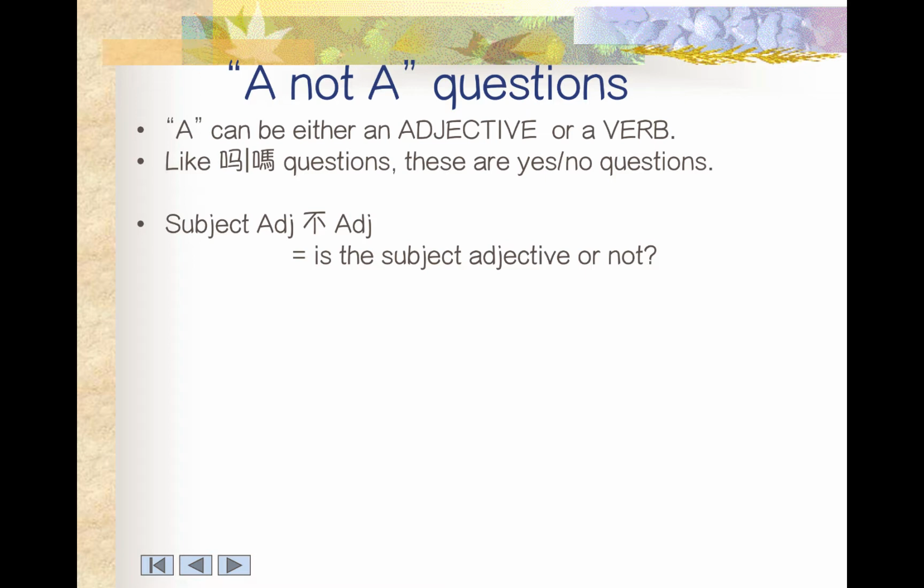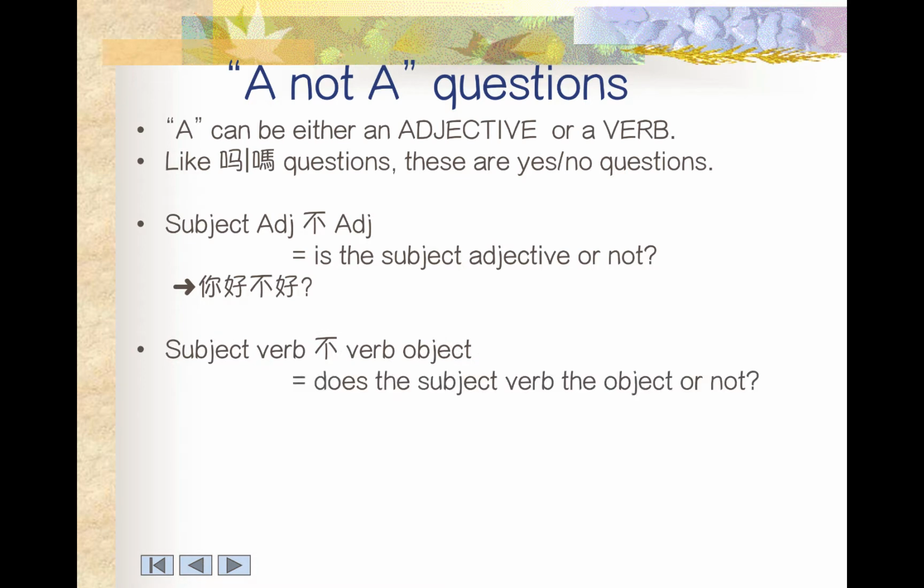Subject adjective bu adjective means is the subject adjective or not? 你好不好? The answer to that is either going to be 我好 or 我不好. Subject verb bu verb object means does the subject verb the object or not? For example, 你吃不吃饭? The answer is going to be either 我吃饭 or 我不吃饭.